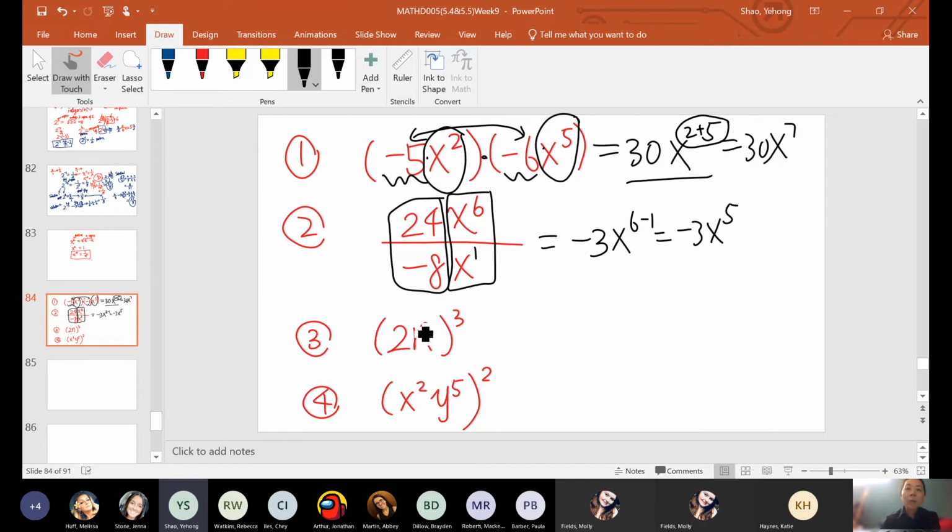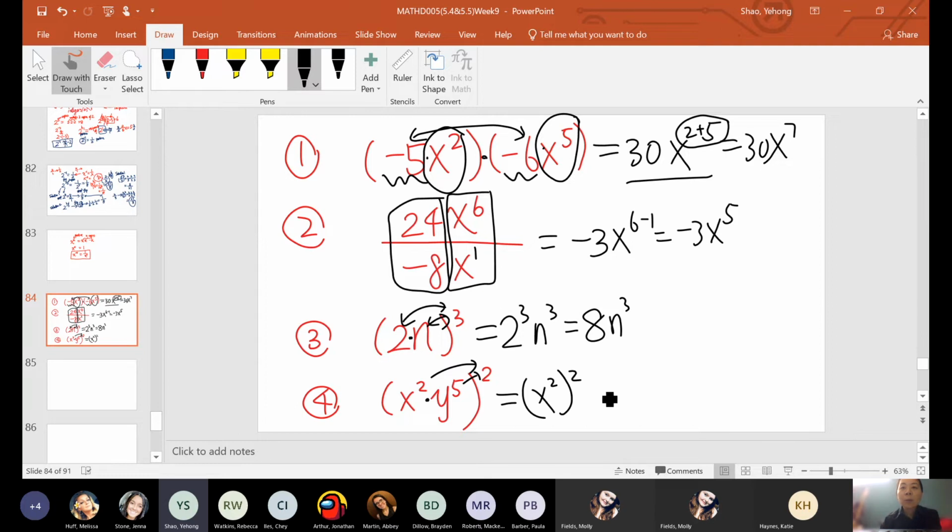Okay. The third one is multiplication, and the fourth one is multiplication in the base. Actually, for the final one, I meant to give you a division, but okay. For the third one, you can distribute the exponent to raise each factor to that exponent. So you're going to get 2 to the 3rd, which is 8, and x to the 3rd. For the final one, you raise x squared to the 2nd, and y to the 5th to the 2nd.